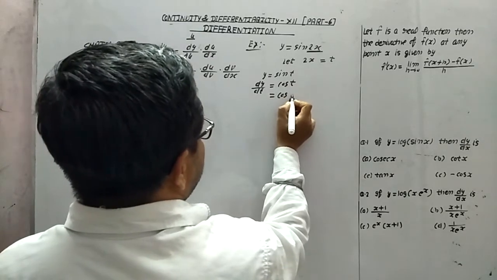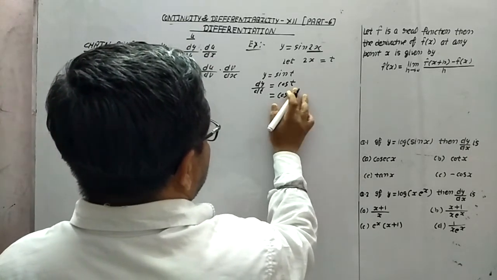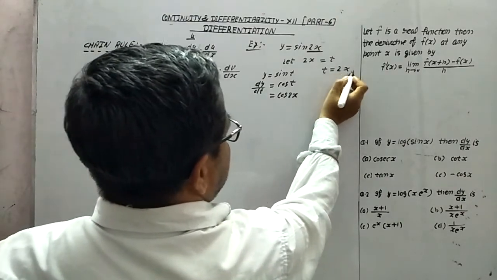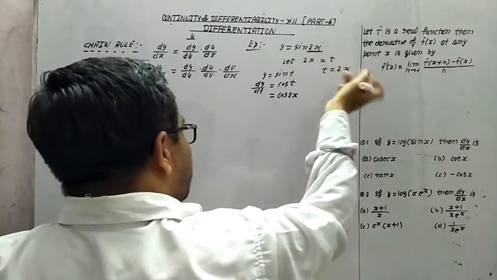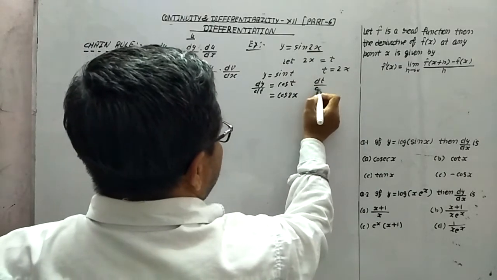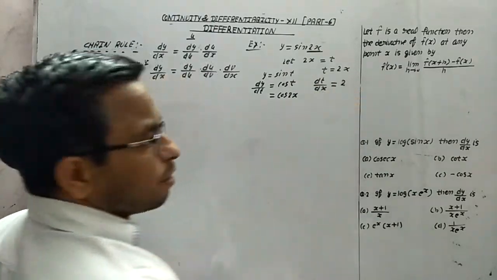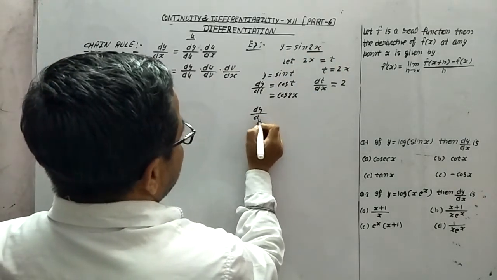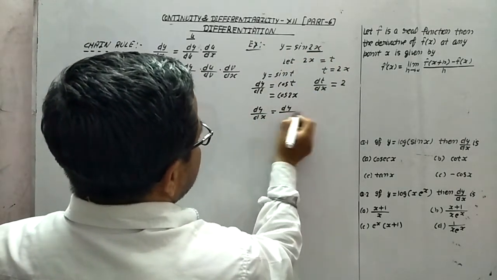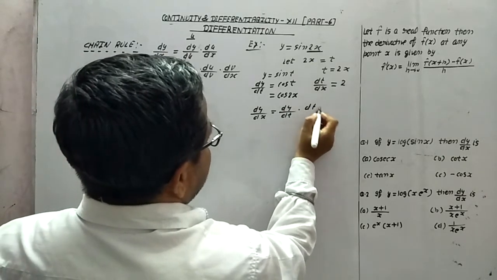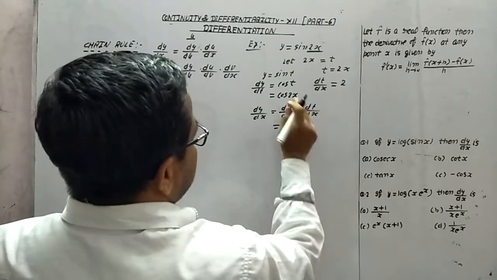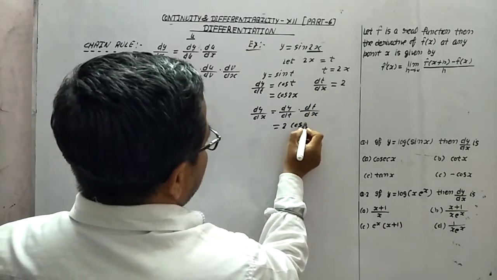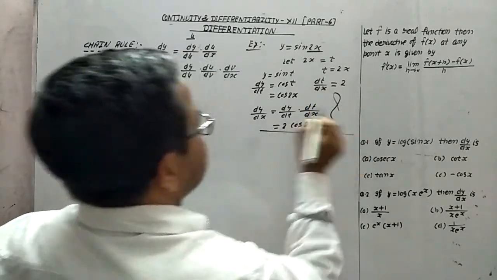Substitute the value of this thing. It means what does this become? Cos 2x. Now we have t is equal to 2x. Differentiation of t with respect to x. It means dt by dx is equal to what? 2. Now what are we introducing? t only. It means according to the chain rule, dy by dx is equal to dy by dt into dt by dx. It means this becomes dy by dt cos 2x, dt by dx 2. It means this becomes 2 cos 2x, and this is the answer.